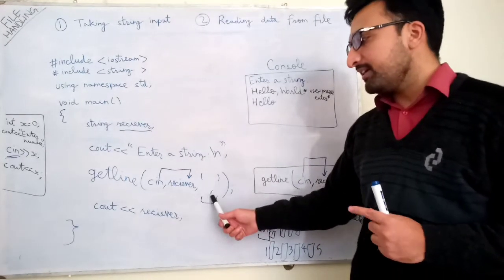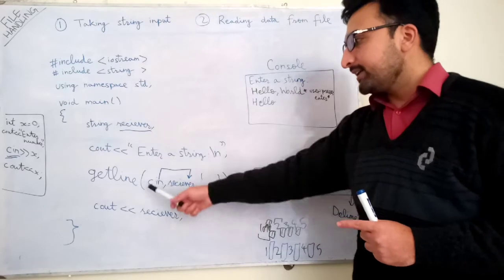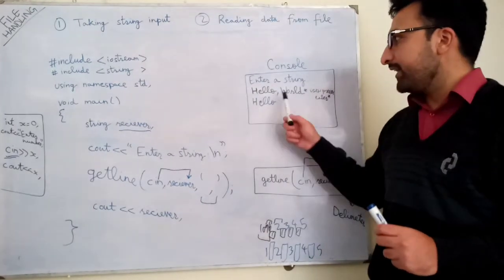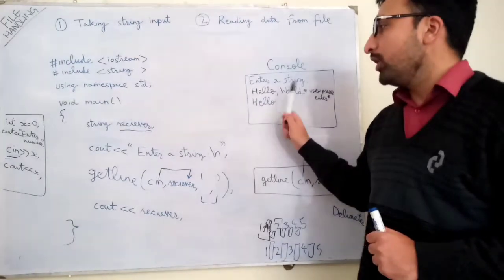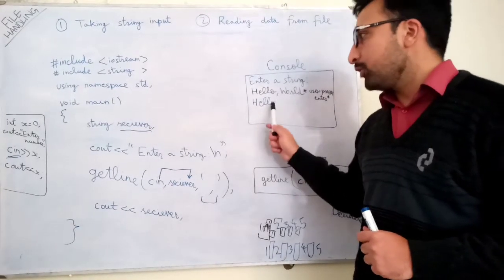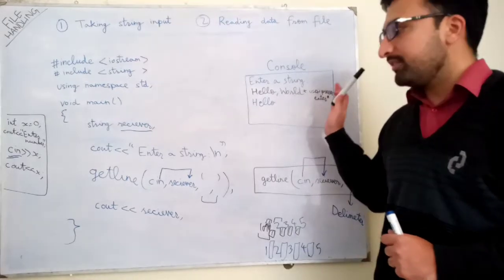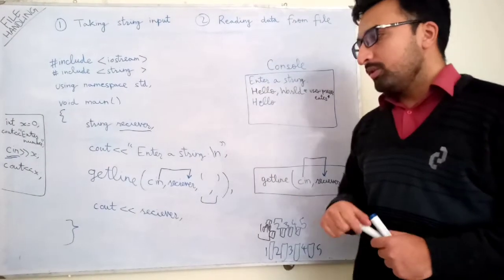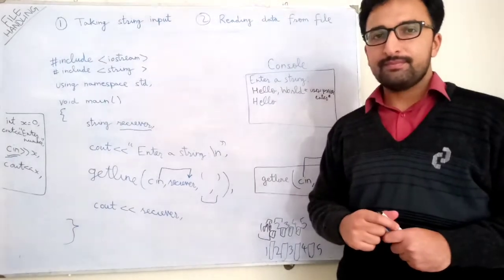When we write a comma as a delimiter, the getLine function only reads up to the point where the comma is reached. For example, here the comma was reached after hello, and anything that came before that was read, nothing after that was read, and that was displayed in the next line onto the screen.